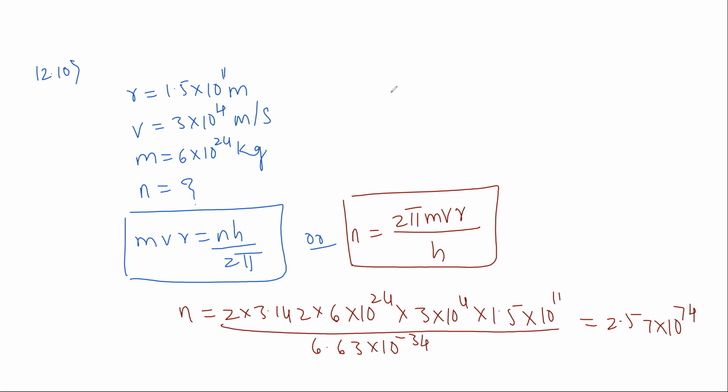So this is the n value we got. By using the formula n is equal to 2 pi mvr divided by h, 2 pi is a constant, m value is 6 into 10 to the power of 24, v value is 3 into 10 to the power of 4, r value is 1.5 into 10 to the power of 11, h value is 6.63 into 10 to the power of minus 34. Substituting and calculating the n value, we got 2.57 into 10 to the power of 74. So this is the solution for 12.10.